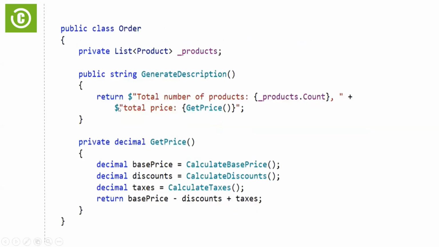Here is an example. You can see the order class has a public method, generate description, which returns the total number of products and the total price. The method which calculates the total price is private, and at the same time it contains business logic, quite complex business logic, which needs to be tested thoroughly. So one way here could be to make this method public, then it will be available in the unit test and we can perform the unit testing, but that's an anti-pattern.